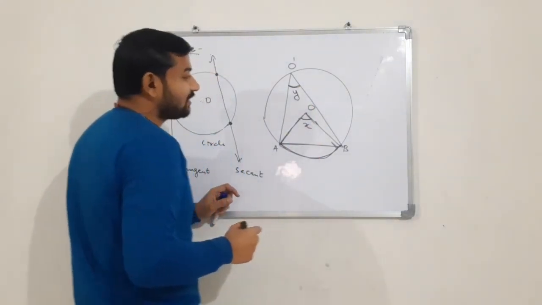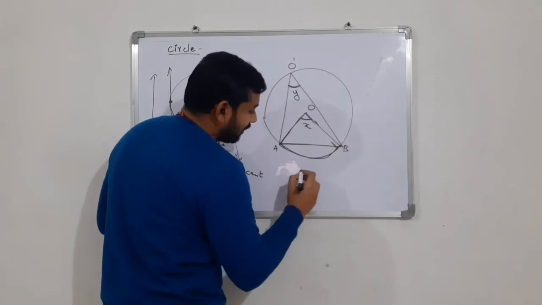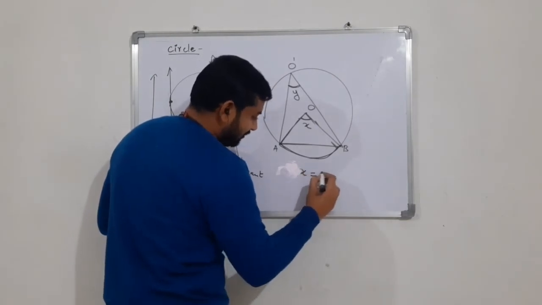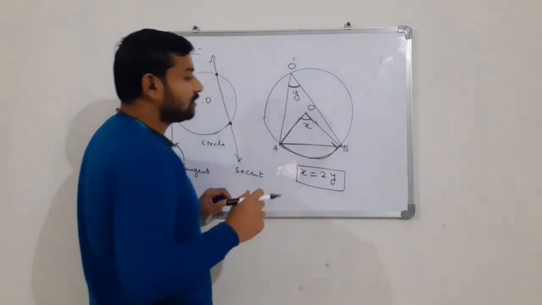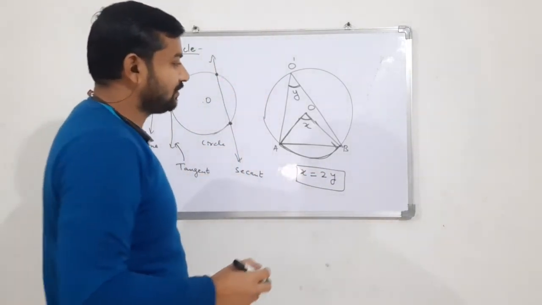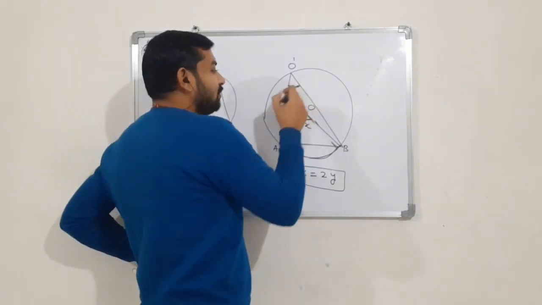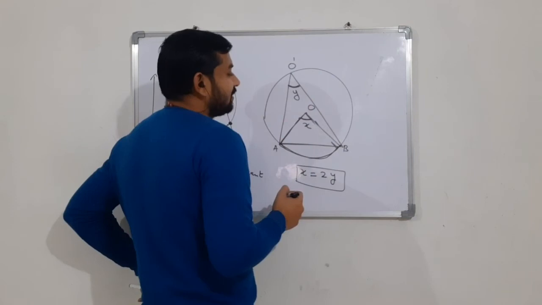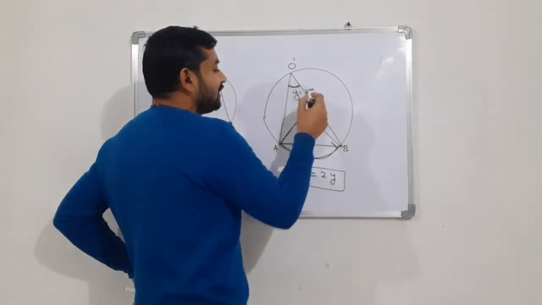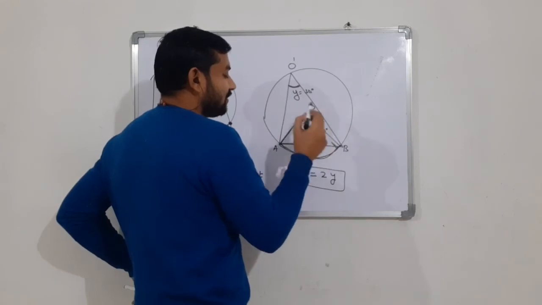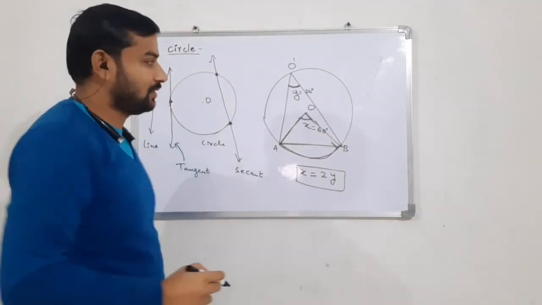If we consider it as Y, then there is a very simple relation: the angle at the center is just double the angle made by the same chord in the remaining part of the circle. Meaning the angle formed at the center is just double the angle formed in the remaining portion of the circle. So here, if the value of Y is 30 degrees, then X will become 60 degrees. This is a really important relation which you will be using.